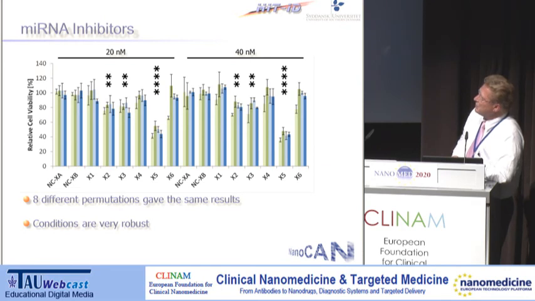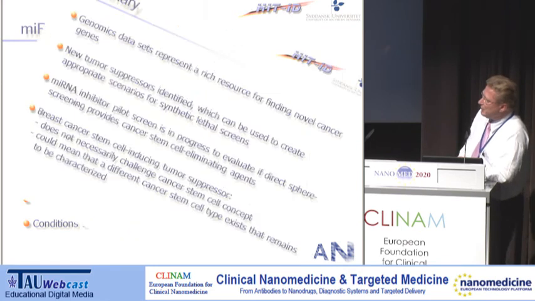But the main message is that we could robustly find a significant decrease of mammosphere forming activity with these 2 and with this third microRNA inhibitor here, regardless of which conditions we applied. So this looks very nicely robust to us. And we have just been starting with the first screen.